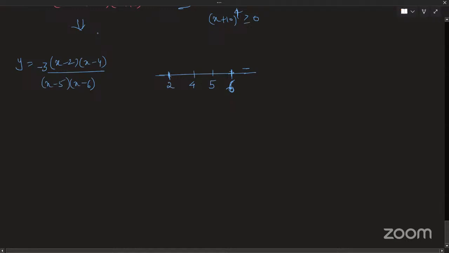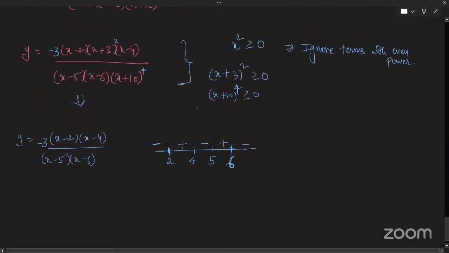Absolutely correct. So between 5 and 6, what sign? Positive. What about between 4 and 5? Minus. Then a plus and then a minus. You can actually manually verify your answers if you wish to. It will always be in this form.